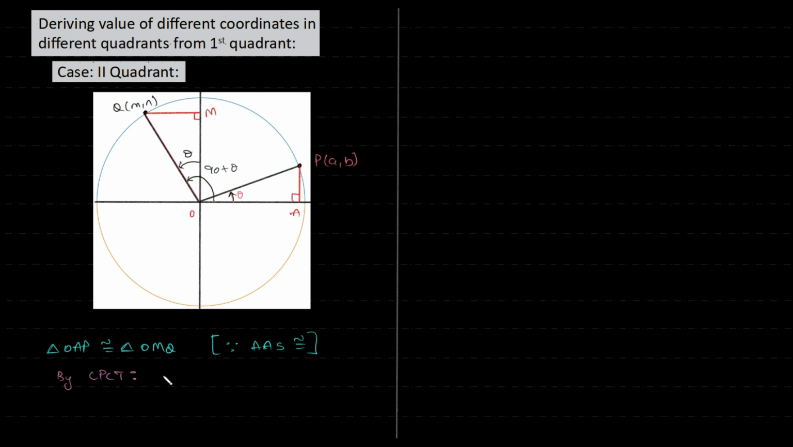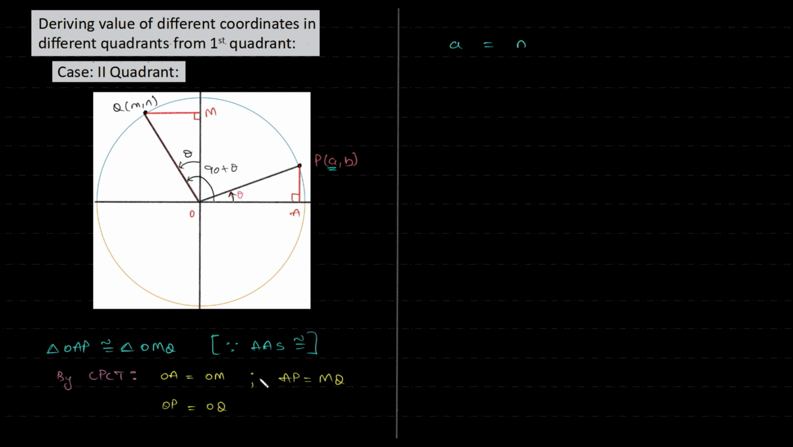I can tell that OA is equal to OM, right? And OP is equal to OQ, and also, I don't have space, I'll write it over here, AP is equal to MQ, right? I just want to establish the side values. Angles will not matter. Side values is what I want to establish. So I have written this. Now let me express in terms of A and B. OA is nothing but A, right? OA is A, is equal to OM. OM is over here. What is that? N, not M, it's N. It's the Y component. So A is equal to N.